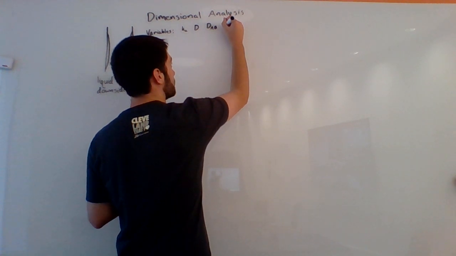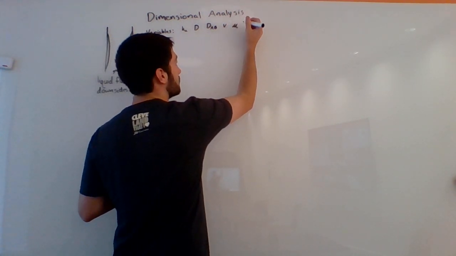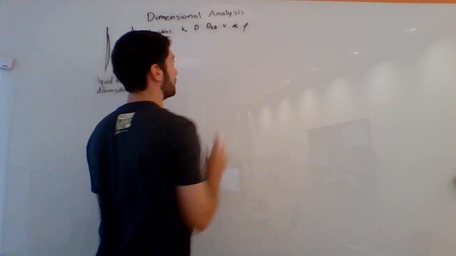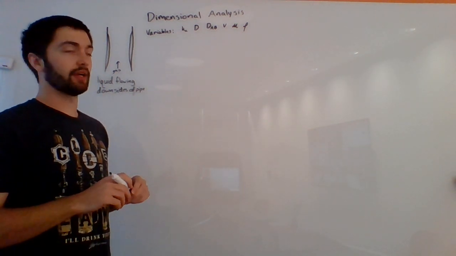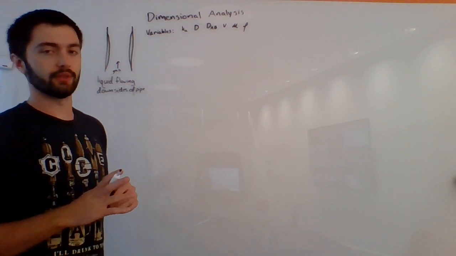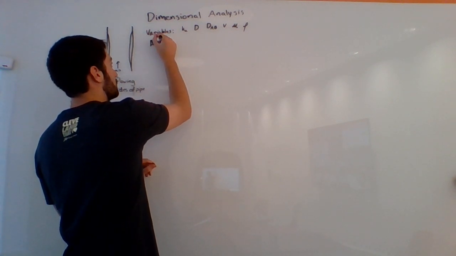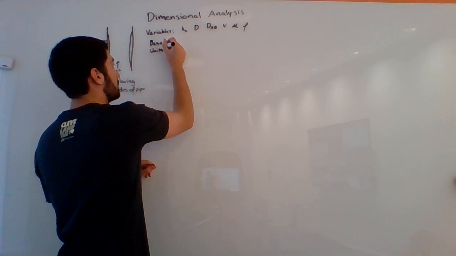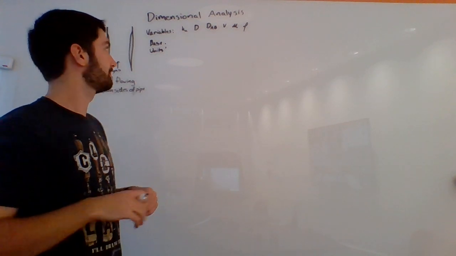The velocity of the fluid will have an impact. The viscosity of the fluid will have an impact, and the density of the fluid is going to have an impact. So now we know the variables that are going to have an impact on the situation. We want to take these variables to base units. And I'll use meters, seconds, and kilograms.